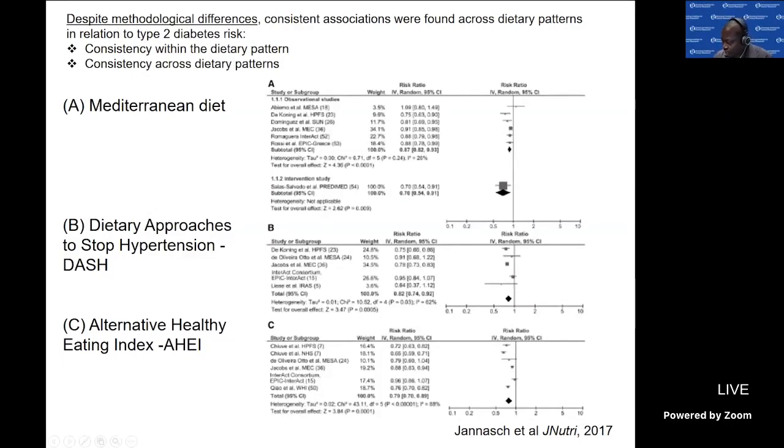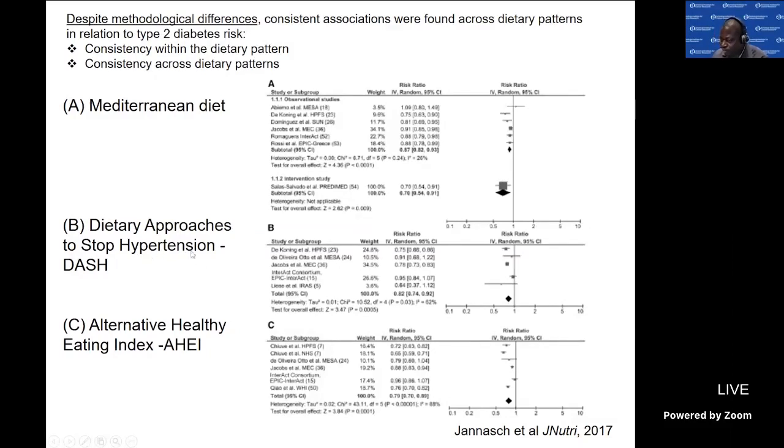This study here by Chanash and colleagues looked at the different indices in relation to type 2 diabetes risk. And you can see that the Mediterranean dietary score, even though it is operationalized slightly differently across different populations and different regions, showed a tendency toward lower risk with higher adherence, however the Mediterranean dietary score was defined, in relation to risk of type 2 diabetes.